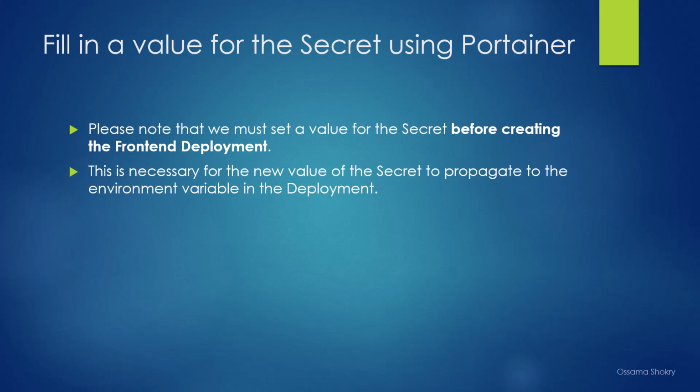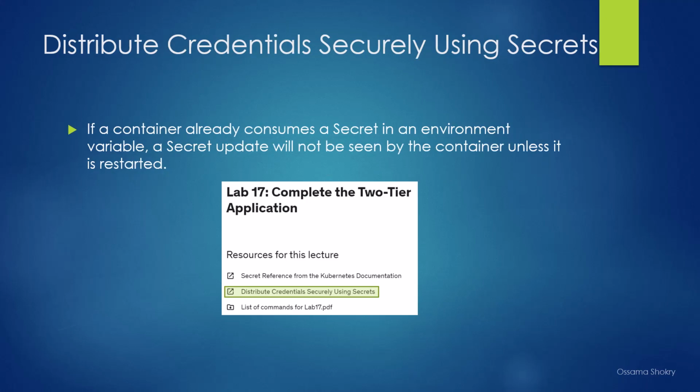We will use Portainer to fill in an actual value for the secret. Please note that we must set a value for the secret before creating the front-end deployment. This is necessary for the new value of the secret to propagate to the environment variable in the deployment. This is a limitation in Kubernetes. If a container already consumes a secret in an environment variable, a secret update will not be seen by the container unless it is restarted.